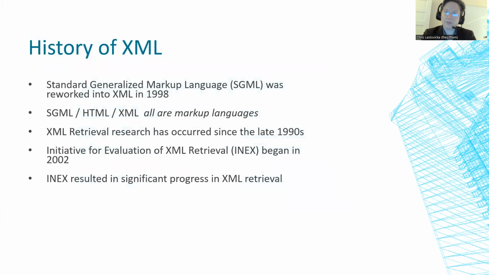The history of XML is kind of interesting. Like I said, Tim Berners-Lee started out coming up with markup language for the World Wide Web. Something called Standard Generalized Markup Language was one of the first markup languages, and then it was reworked into XML in 1998. So XML has been around for a long time.